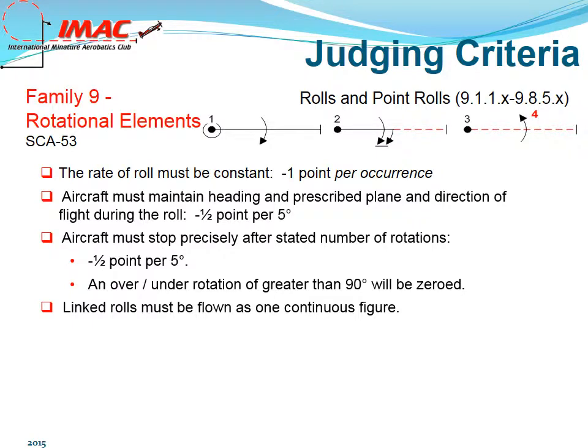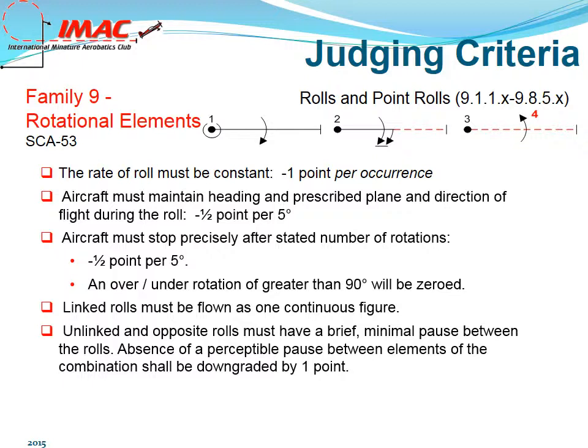Linked rolls must be flown as one continuous figure. Unlinked and opposite rolls must have a brief minimum pause between the rolls. Absence of a perceptible pause between the elements of the combination shall be downgraded by 1 point.